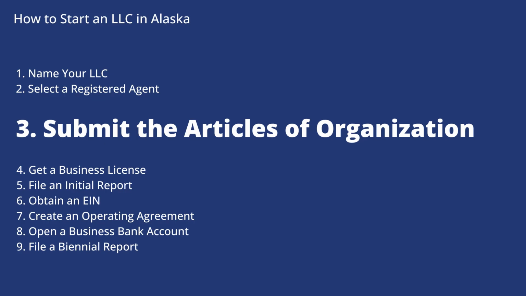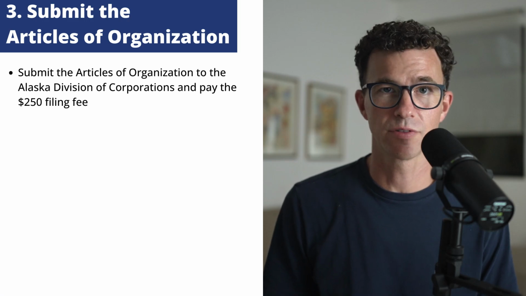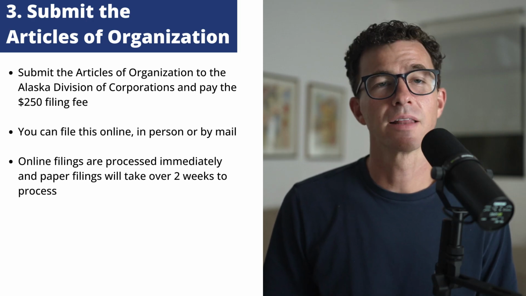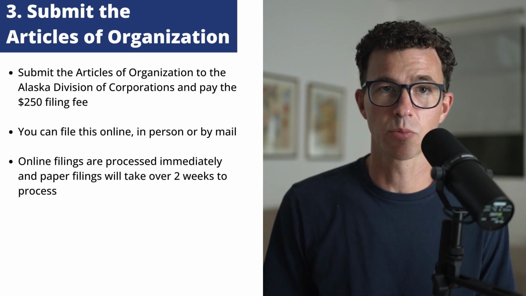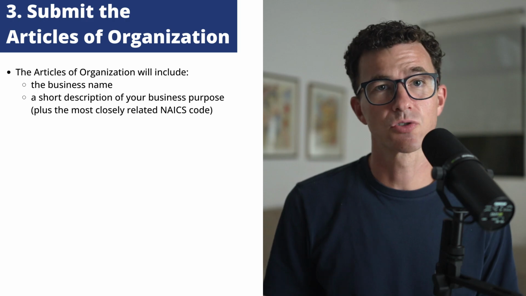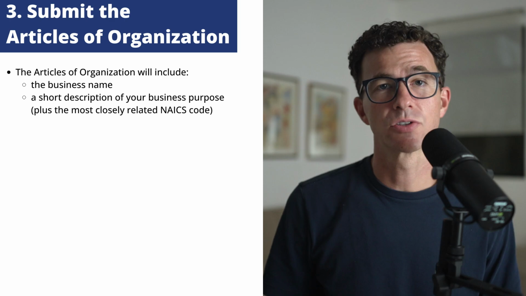Step 3, submit the Articles of Organization to the Alaska Division of Corporations and pay the $250 filing fee. You can file online, by mail, or in person. Online filings are processed immediately, and paper filings will take over 2 weeks to process. The Articles of Organization will include the business name, a brief description of the business purpose, and the NAICS code, so the industry of your business.